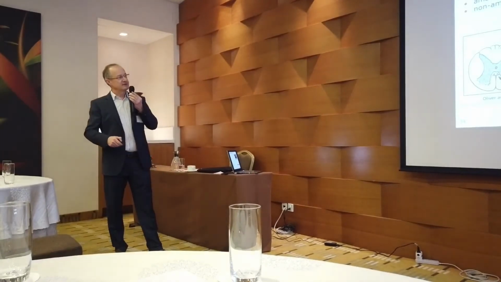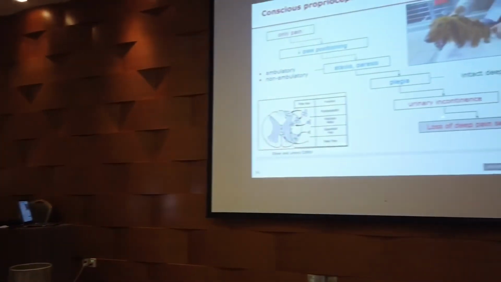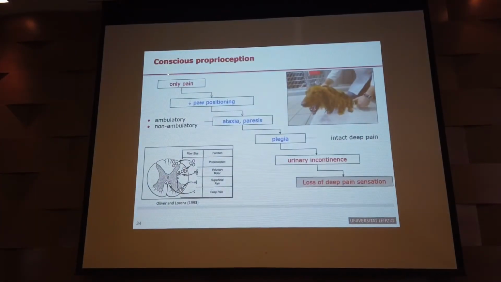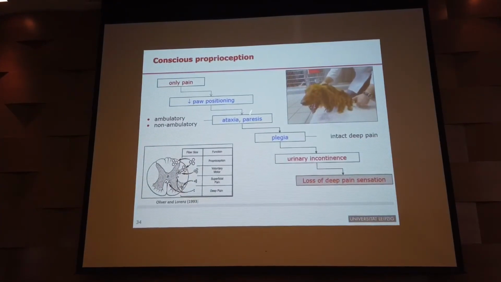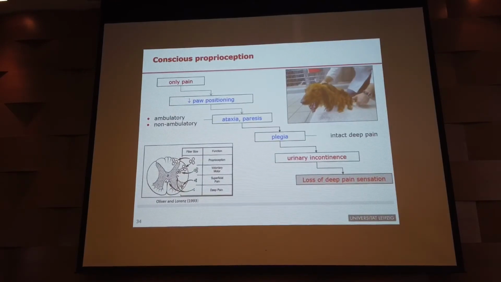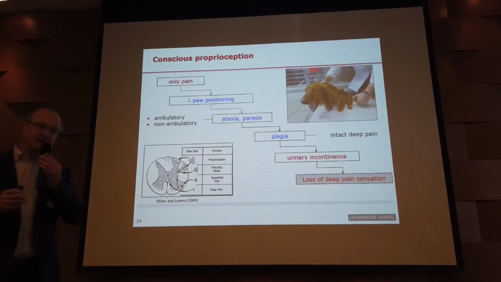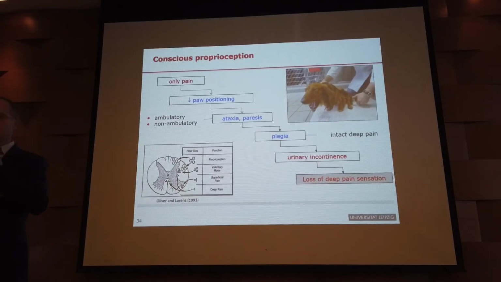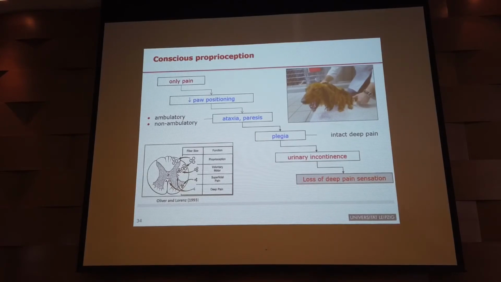I have already shown you that image before. If you have a spinal cord disease, and that really refers to spinal cord disease independent from the underlying pathology, you lose your function in a certain order depending on the severity of the disease. If it is mild, it may just be pain or reduced paw positioning or conscious proprioception. If it is getting more severe, you get reduced or absent motor function. At the very end, you have your loss of deep pain sensation.